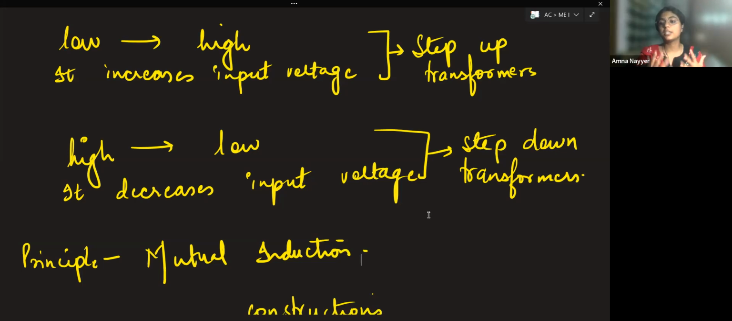So in mutual induction, what is there? You have a primary coil, you have a secondary coil. In the primary coil, flux changes, magnetic field increases, decreases, and so there is production of induced EMF in the other neighboring coil. That's what we have studied for mutual induction. Now, based upon the arrangement of the primary and secondary coil, we have two types of transformers.